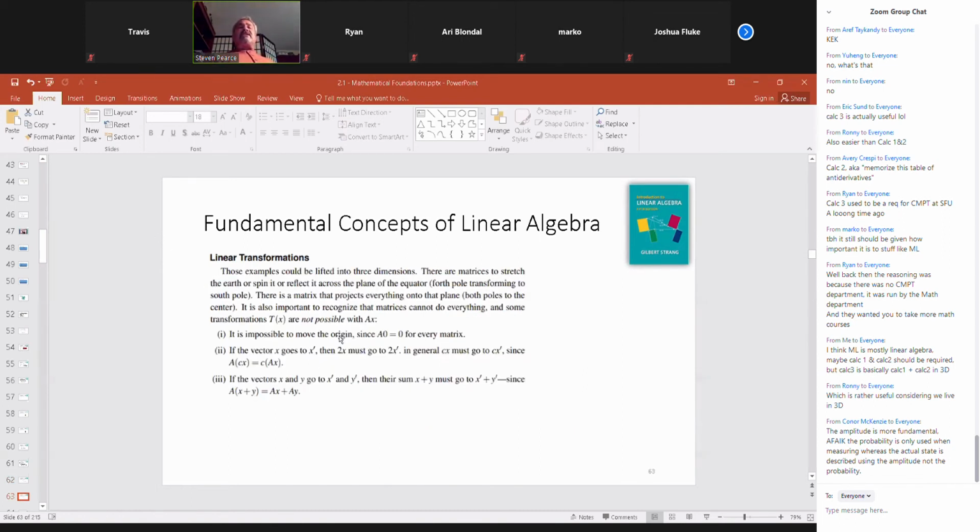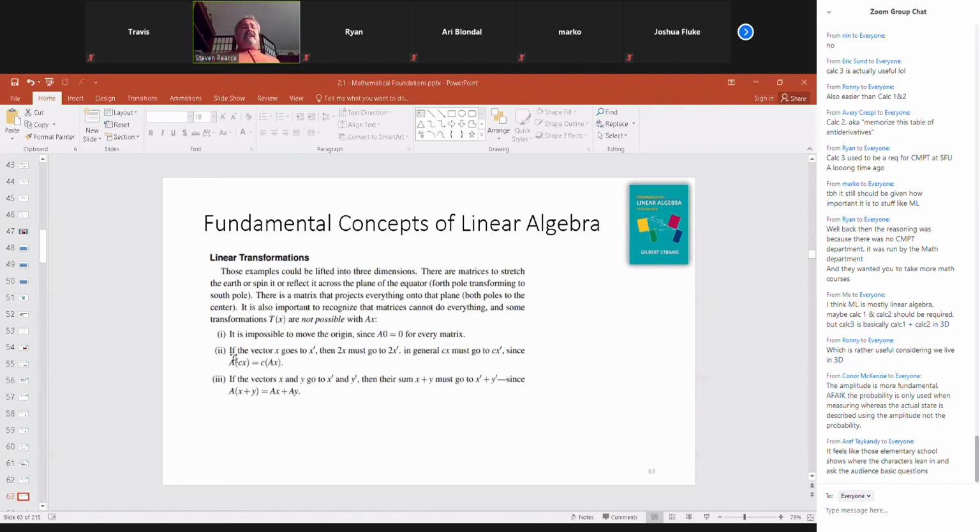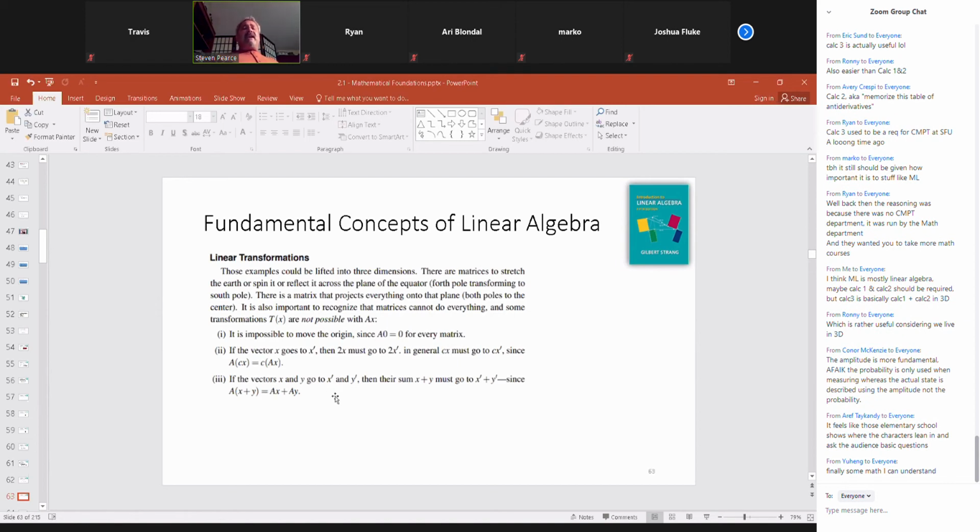Also, for a linear transformation, it is not possible for any of these three things to happen, okay? It is impossible to move the origin since A times 0 equals 0 for every matrix. If the vector x goes to another position, then 2x must go to 2x prime. And in general, cx must go to cx prime since it's linear. If the vectors x and y go to those two, then again, a linear statement right there.